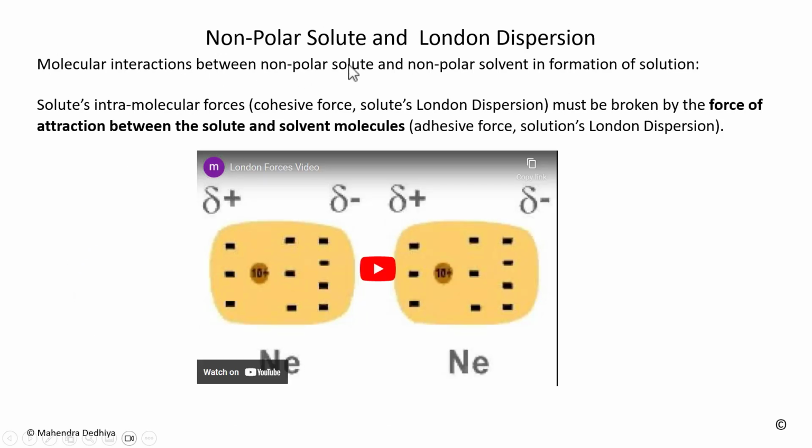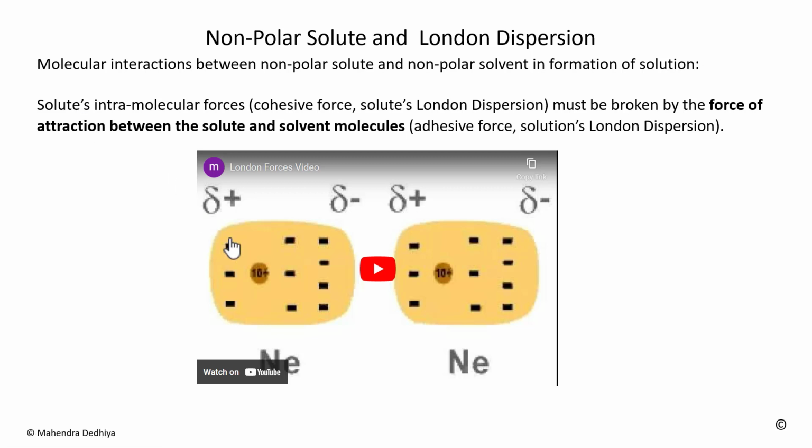Non-polar solute and non-polar solvent dissolve with what is called London dispersion force. And again, in the molecular interaction between non-polar solute and non-polar solvent, the London dispersion forces of the solute must be broken down by the force of attraction between the solute and a solvent molecule. So there is a cohesive force and an adhesive force. That's how non-polar solute and non-polar solvent dissolve.